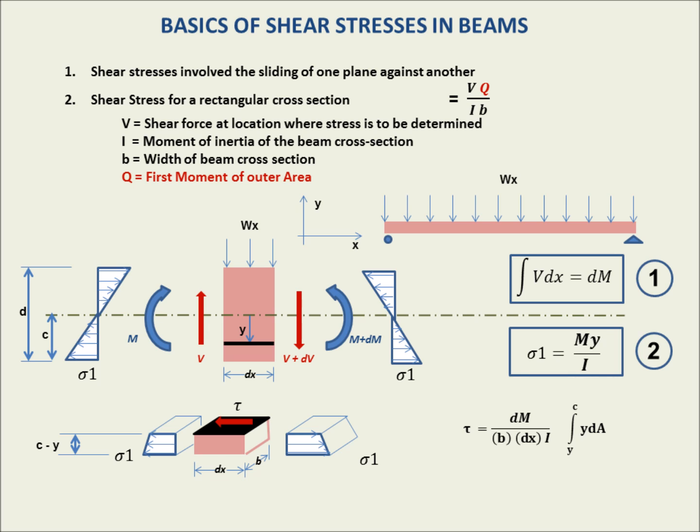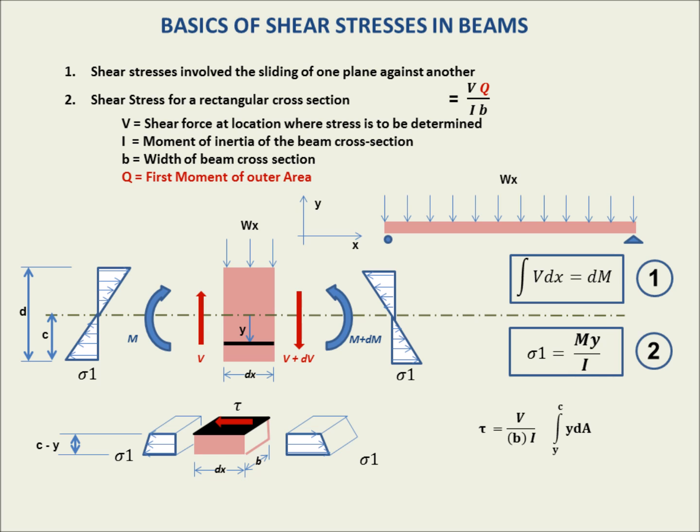Now, if we go back to our equation, we can rewrite this as tau is equal to dm divided by b dx, over I, and then multiplied by the integral of y dA. And we just noticed that dm/dx is equal to the shear, so we take that out and write it as v. So now we have tau is equal to v over b over I, multiplied by the integral from c to y of y dA.